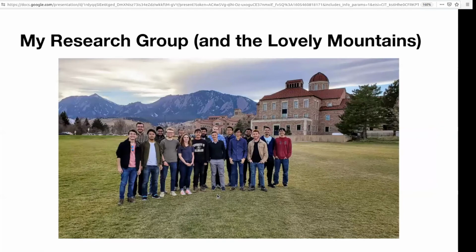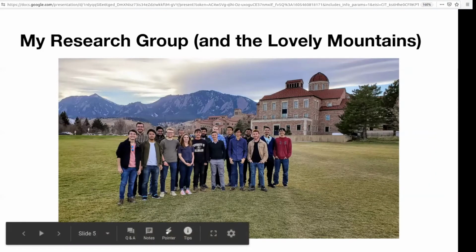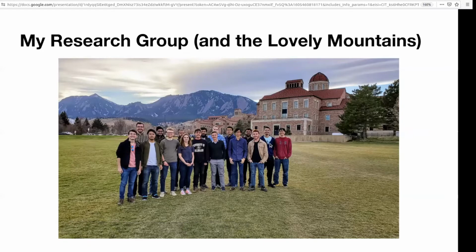Cool. So this is my research group. This is the robotics group, and can you guys see my mouse? Yes. Okay, cool. So this is me, of course, and this is my whole research group.